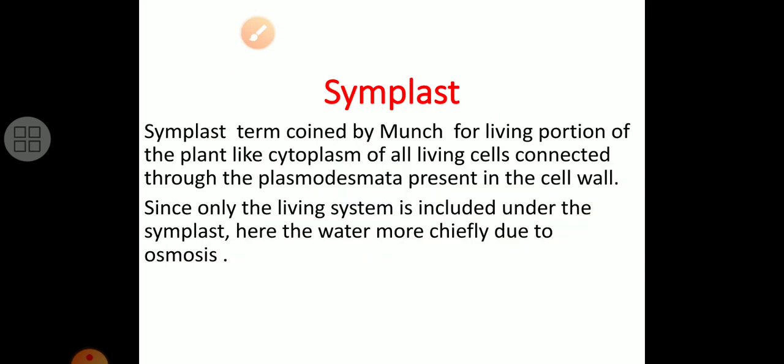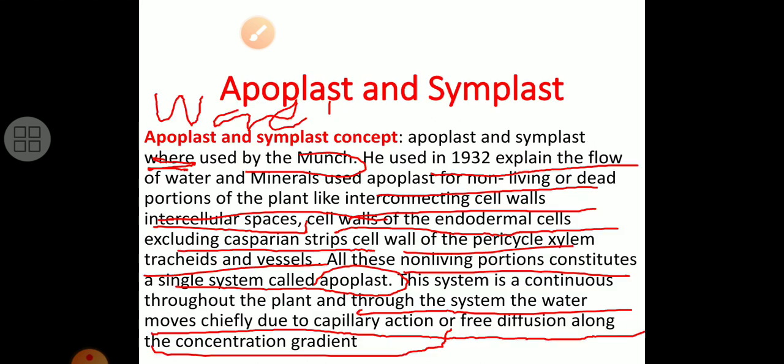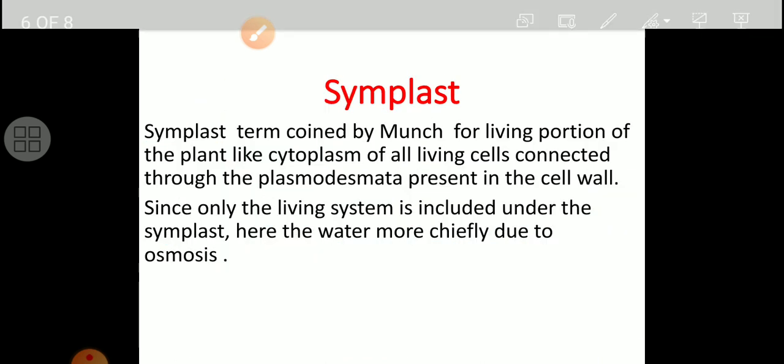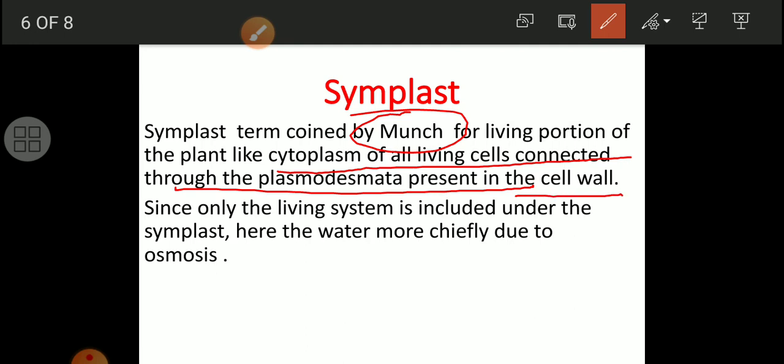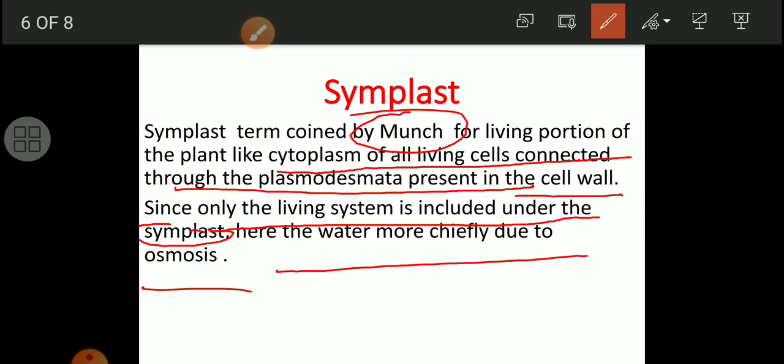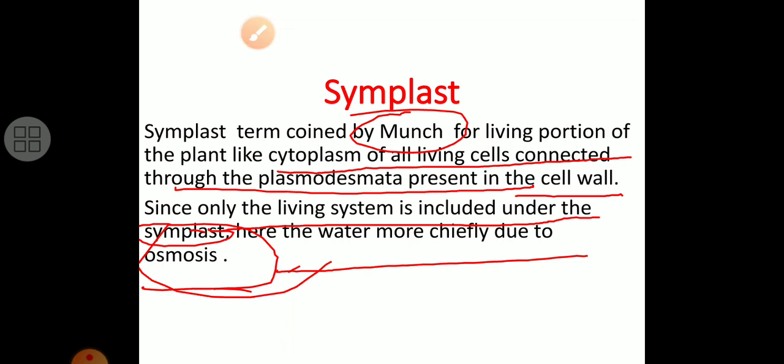Now symplast. The term symplast was also coined by the scientist Munch for the living portions of the plant, like the cytoplasm of all living cells connected through the plasmodesmata present in the cell wall. Since only the living system is included under the symplast, here the water is more cheaply absorbed due to the osmosis process.